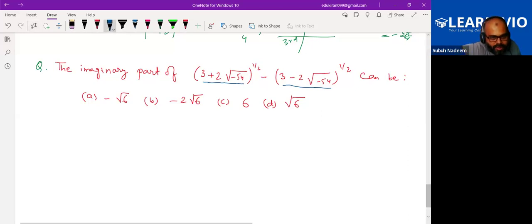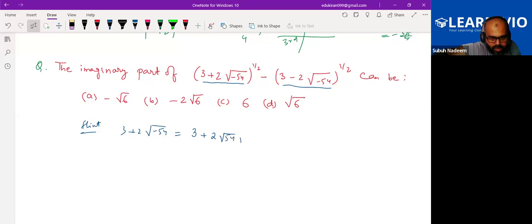Let me give you a hint. If it is 3 plus 2 root over minus 54, one thing you can do is write root 2 root over 54 iota, because root over minus 1 is iota. Now just think that root over 54, this 2 is fine. 2ab is there in the formula of a square plus b square plus 2ab. So this 2ab, 2 is needed. Now the point is, what should be a and what should be b?